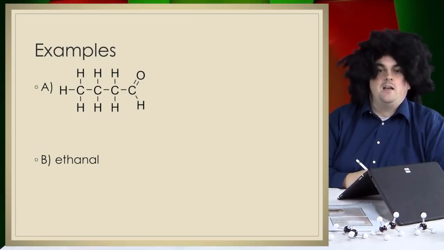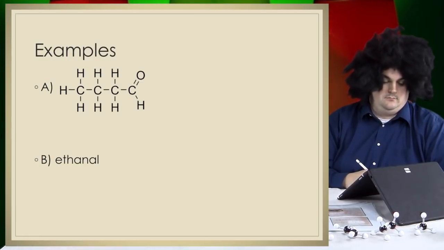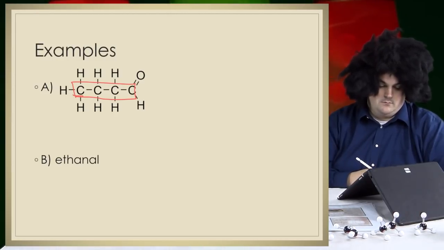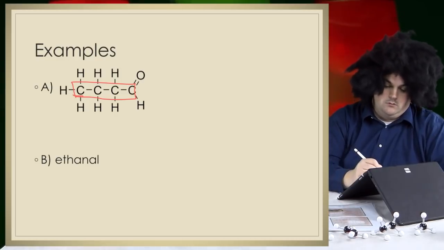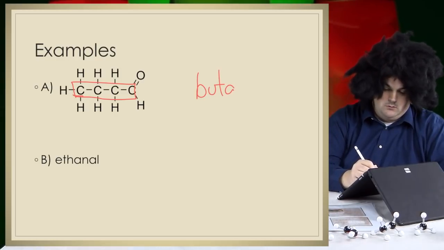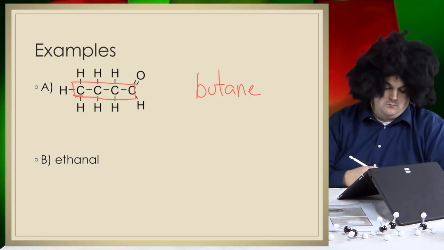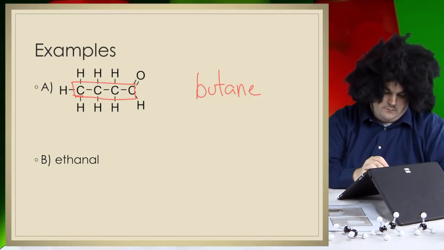You ready, Fu? I am. All right, we're gonna name this first structure, starting first with the main chain. That's right here. So how many carbons do we have? That's 4. So name the main chain alkane. Butane.